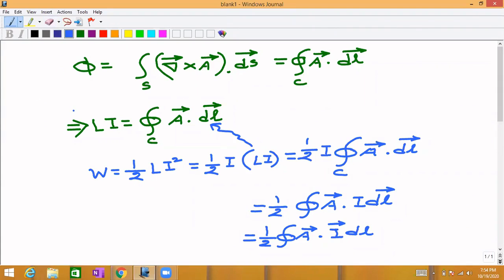If the current does not flow in a loop but in a volume, suppose a 3-dimensional body, current is flowing through it. Okay, it is flowing through a 3-dimensional body, not a thin wire.